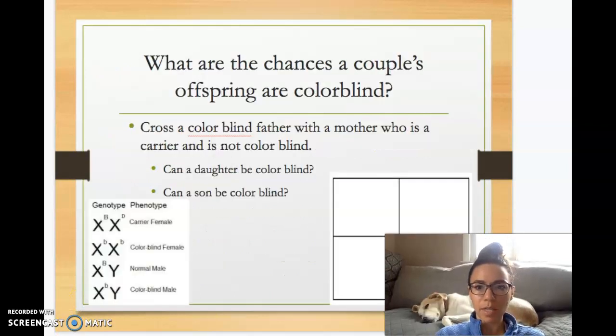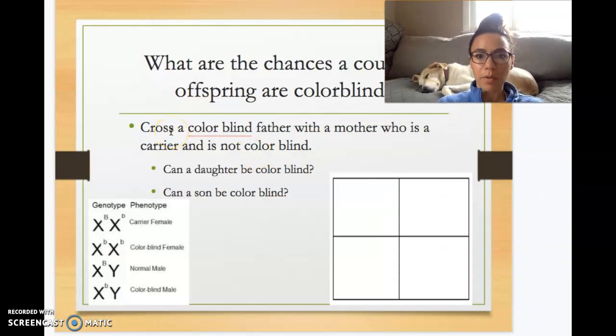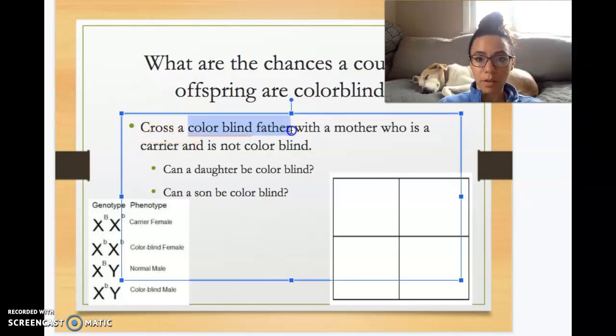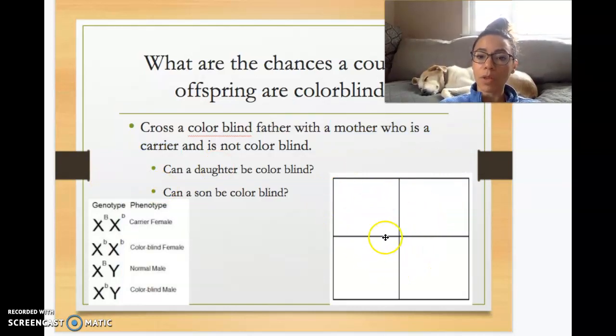Okay, so let's do one example together. Let me move my face out of the way here. So let's do an example of a couple. See how likely it is that a couple's offspring will be colorblind. So let's imagine a cross between a father who is colorblind and a mother who's a carrier, but she's not colorblind. So how likely will it be for them to have a daughter who's colorblind or a son who's colorblind? Why don't you pause the video for a second, see if you can figure out what the mother and father are, line them up on the side, and then if you can, try to figure out what the offspring will be. Pause the video and give it a try.